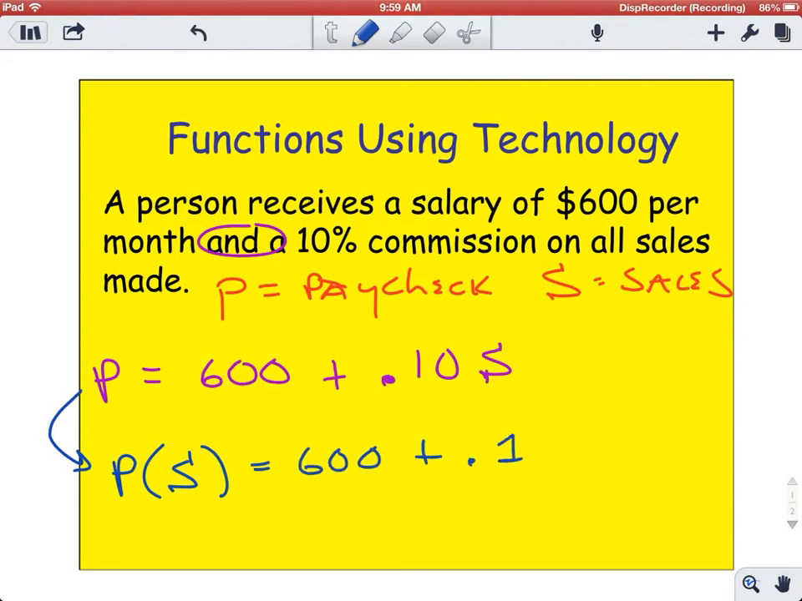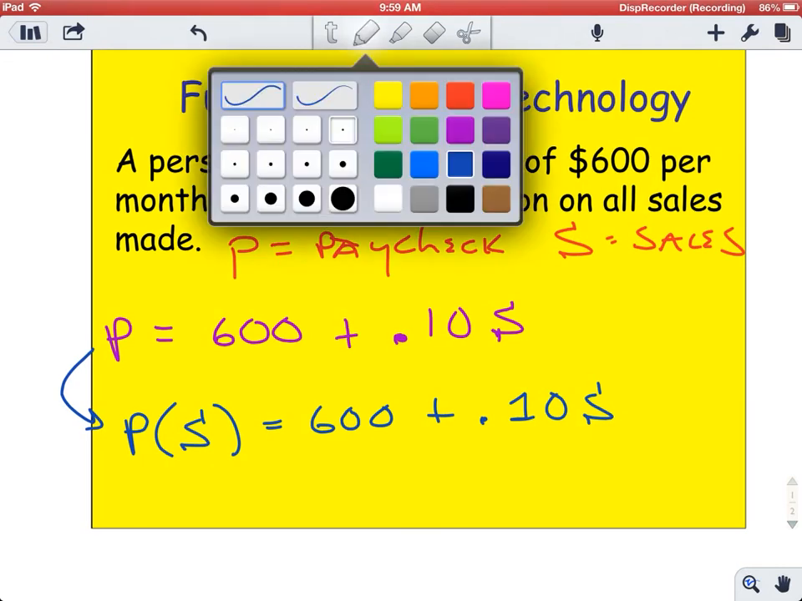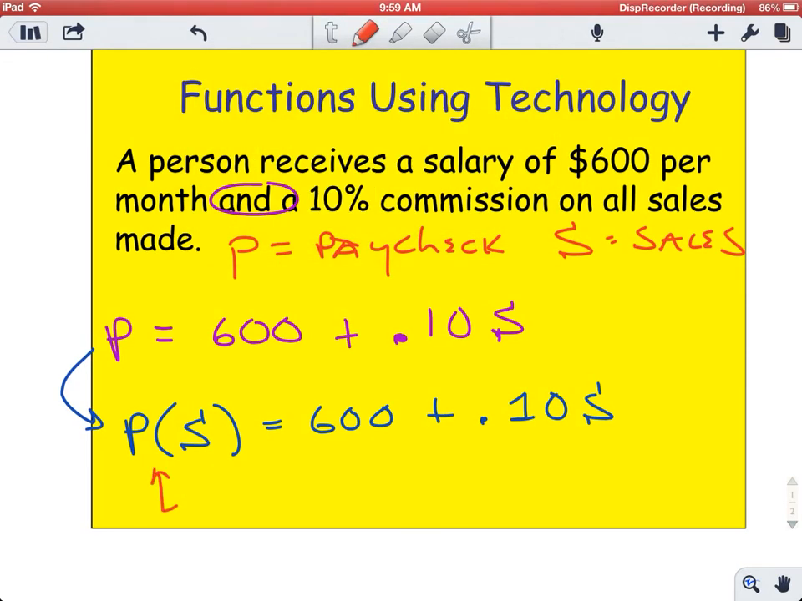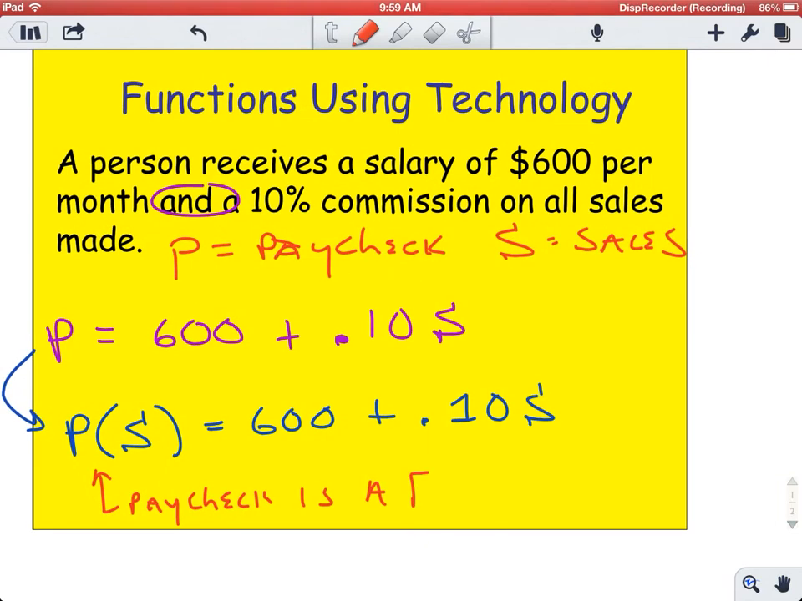And what that means is that your paycheck is a function of sales. And all that means is that your paycheck increases the more you sell. It's a function. And we're using that word mathematically and the way we use it in the English language. Depending on how much I sell, depends on how much or how large my paycheck will be.